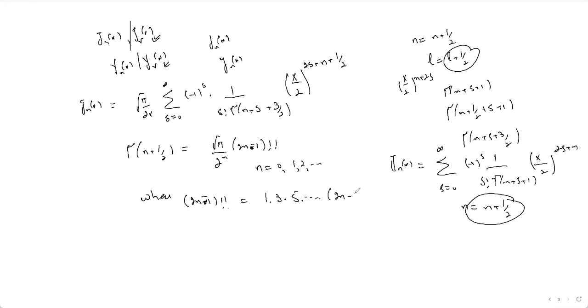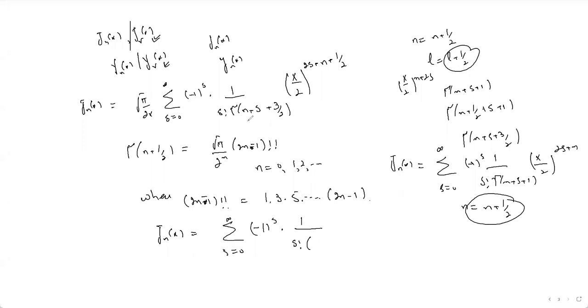It can go up to the 2n minus 1 values. So this is the values of this. Now we know that this jn of x is given by the summation s running from 0 to infinity of minus 1 raised to power s, 1 divided by s factorial, then I will have the gamma function.